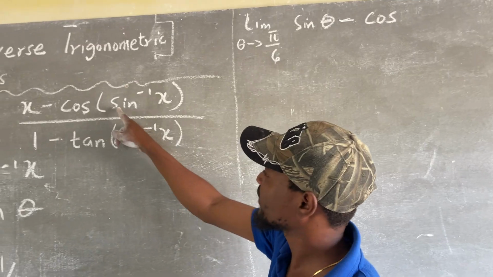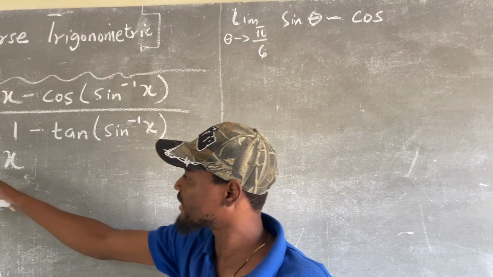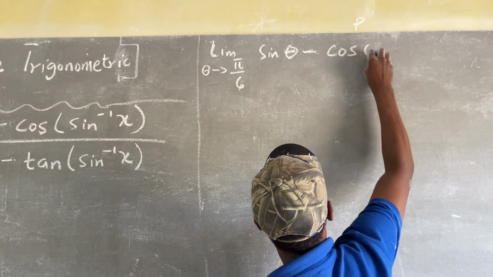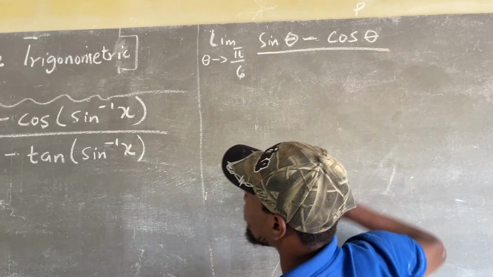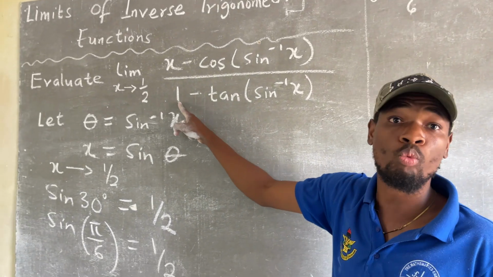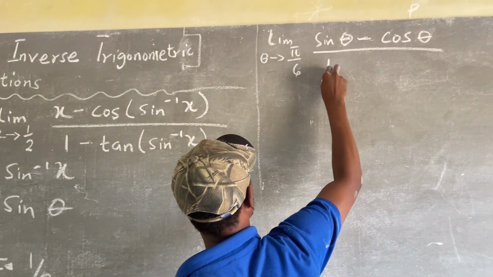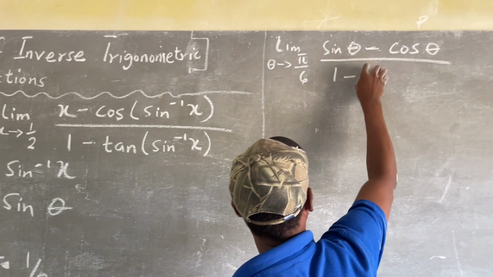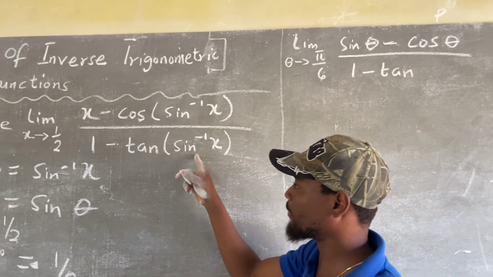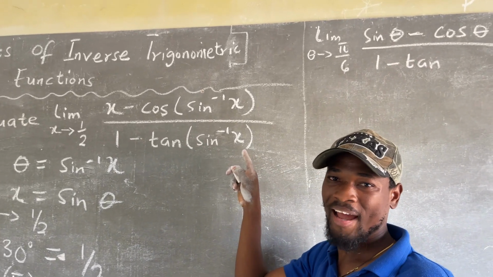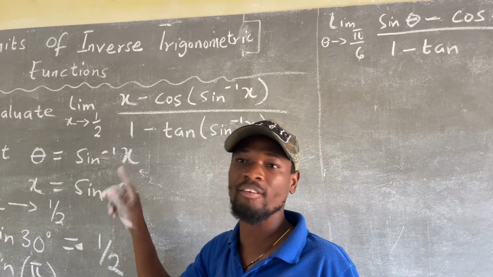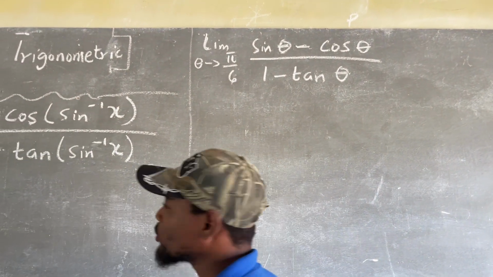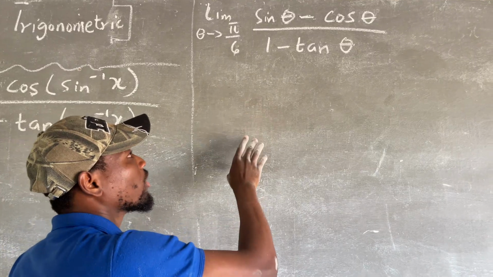Now viewers, what about sine inverse of x? You remember, we said sine inverse of x equals theta. So sine inverse of x, I'll put theta here, as simple as that. Then over, viewers, here I still have 1, then minus, I still have tan here. So I have tan of sine inverse of x. And we said let theta represent sine inverse of x, so I'll put theta here. As simple as that. Once you are able to do this, then you are halfway.